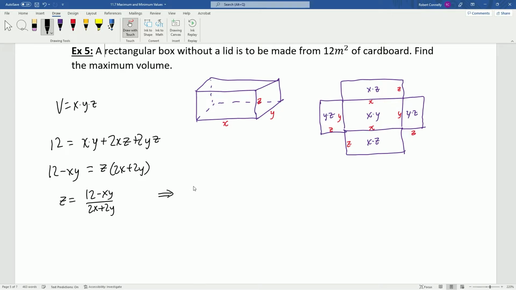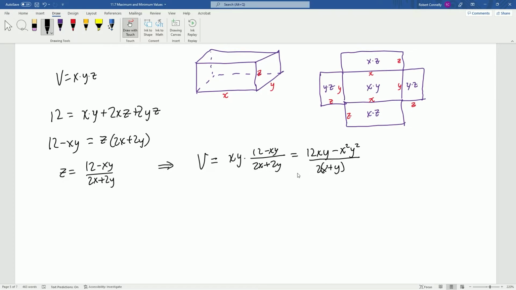And we plug that into our volume formula, and we get xy times 12 minus xy over 2x plus 2y. So if we distribute this into the numerator, we get 12xy minus x squared y squared divided by 2 times x plus y. Okay, so that's a start. Now we need to take a bunch of partial derivatives. So let's go ahead and do that.